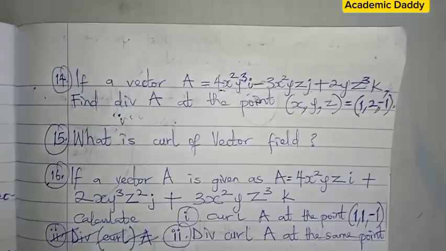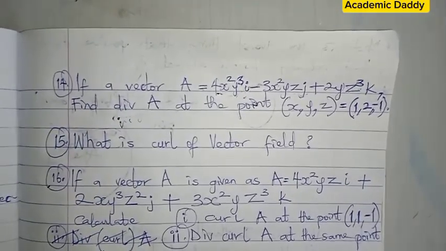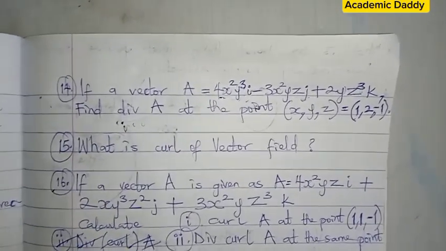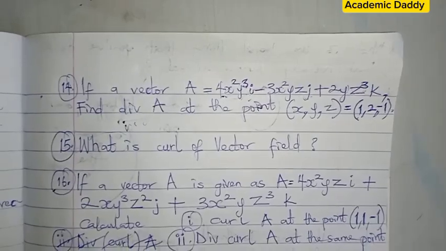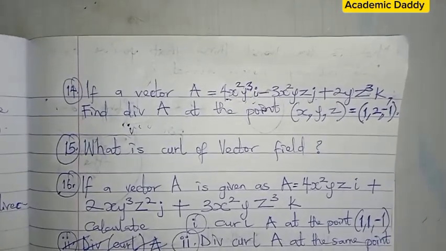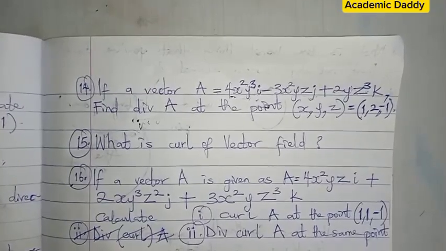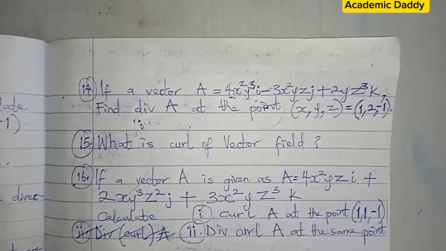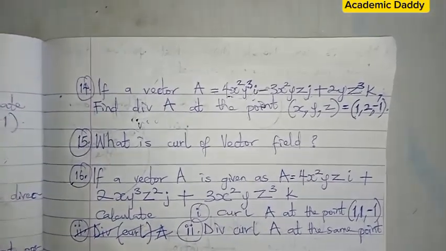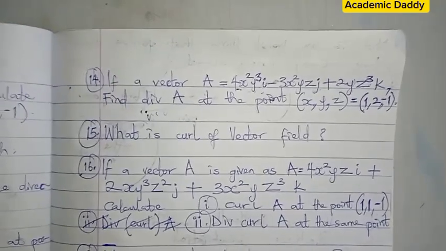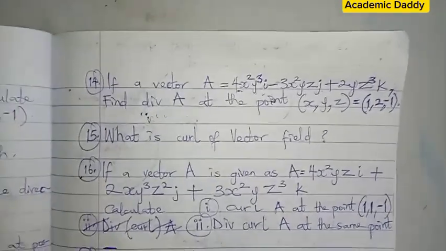In our next class, we'll be treating curl of vectors. You need to know that curl of a vector is like the cross product of the derivative, the derivative cross product of vectors. That's what curl of a vector is. So we'll solve it in our next class.